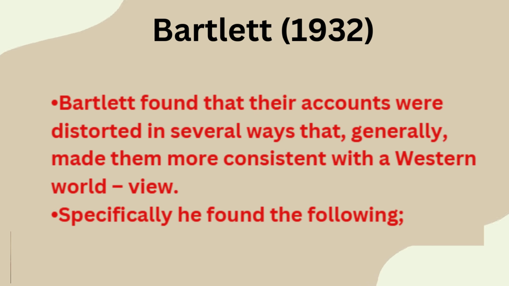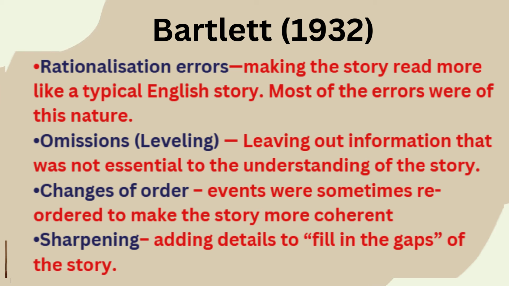Specifically, he found the following. First is rationalization errors, that is making the story read more like a typical English story. Most of the errors were of this nature. Omissions, or leveling, leaving out information that was not essential to the understanding of the story. Changes of order, events were sometimes reordered to make the story more coherent. Sharpening, adding details to fill in the gaps of the story.